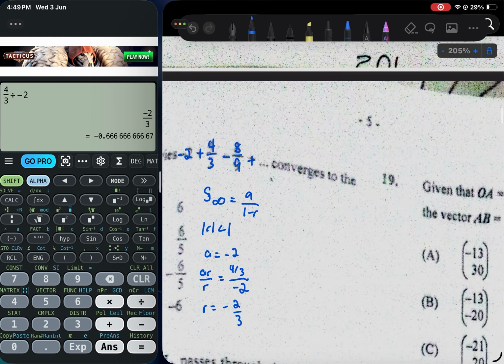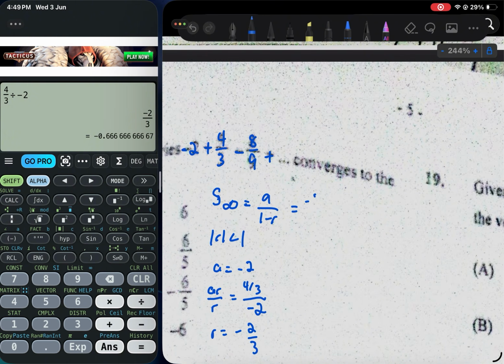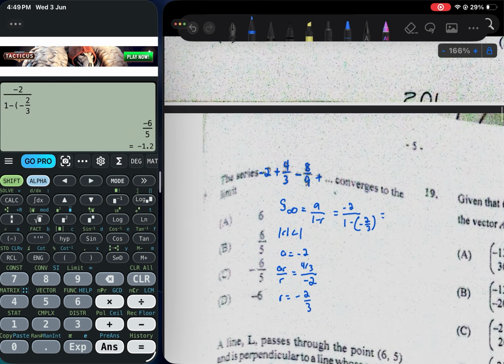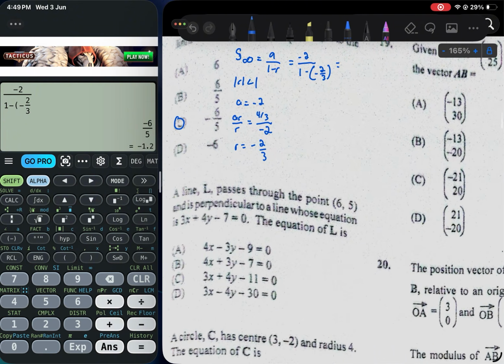So you substitute this back into our sum to infinity equation. So -2 over 1 minus our ratio, which is -2 over 3. Use your calculator again. And we'd find that we're getting -6 over 5. C.